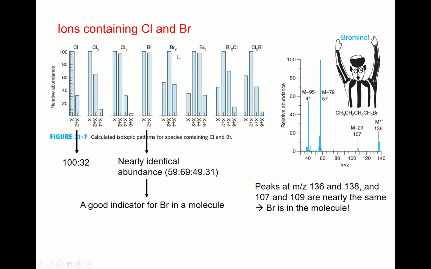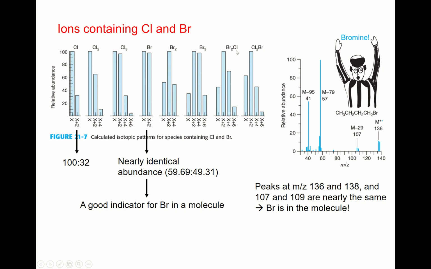And what about Br2? This is quite peculiar. The base peak is not x but x plus 2. Why? You have to think about that. And Br3, there are 4 peaks, because there are 2 almost equally abundant isotopes. So Br3 has 4 isotope peaks, 1, 2, 3, 4, like Cl3.